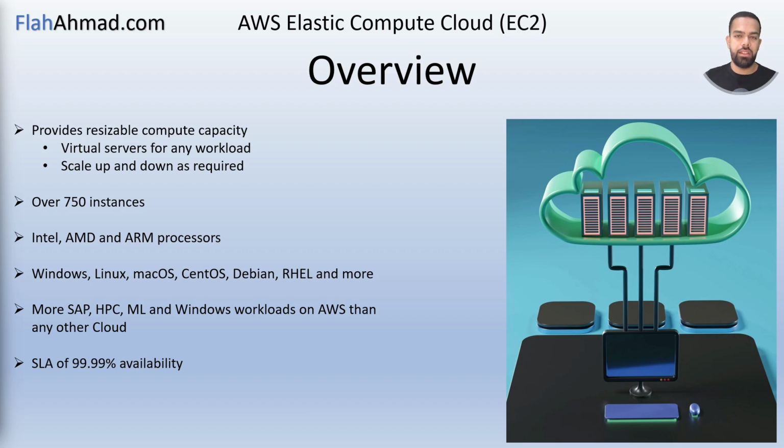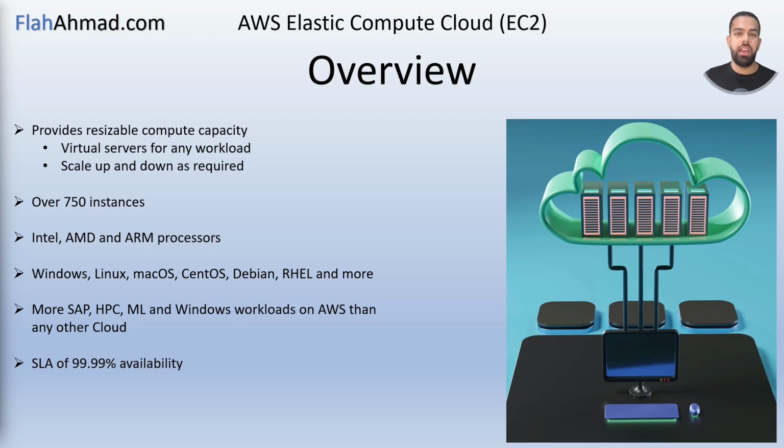EC2 provides instances for Intel, AMD, and ARM processors, giving you the option to choose what fits best for your use case. There is a broad range of operating systems available from which you can choose, like Windows, Linux, and even Mac OS. An interesting side note is that more SAP, HPC, ML, and Windows workloads run on AWS than any other cloud.